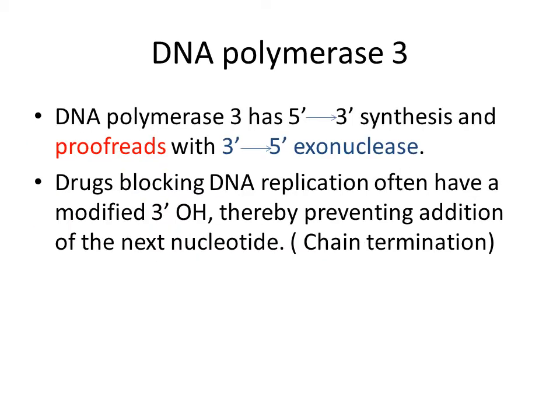There are certain things for DNA polymerase 3 that you really have to keep in mind. DNA polymerase 3 has 5' to 3' synthesis, and it proofreads with 3' to 5' exonuclease. Drugs blocking DNA replication often have a modified 3' end hydroxyl, thereby preventing addition of the next nucleotide, because the terminal nucleotide lacks the hydroxyl group that will allow the replication to continue, and that is called chain termination.